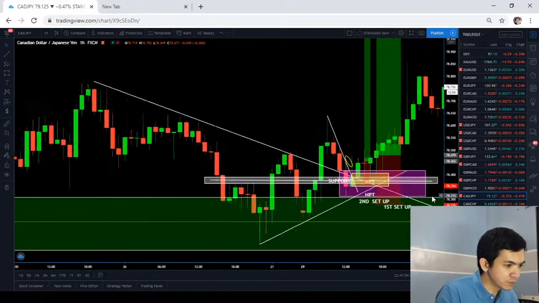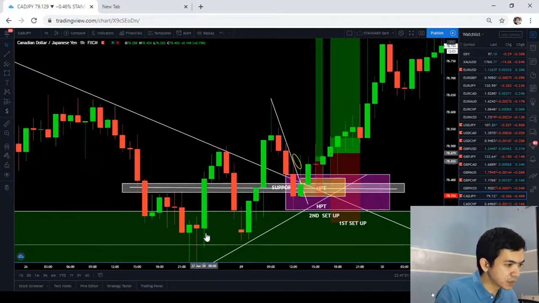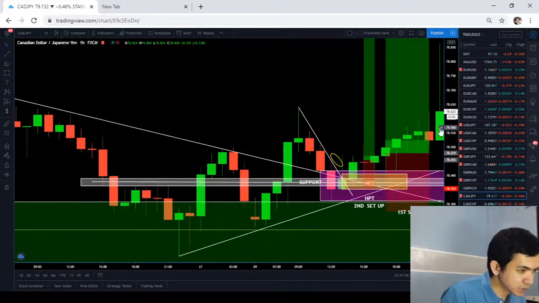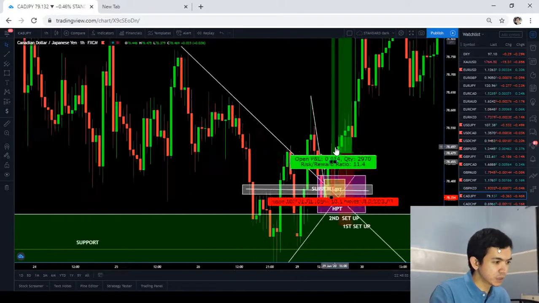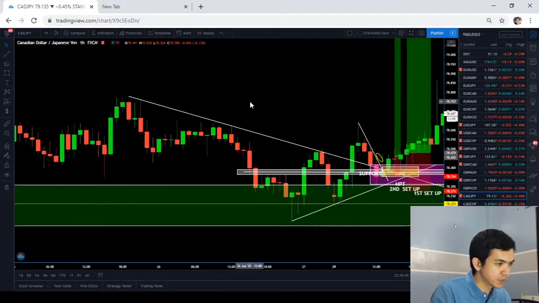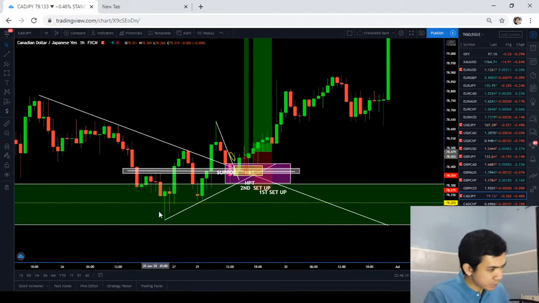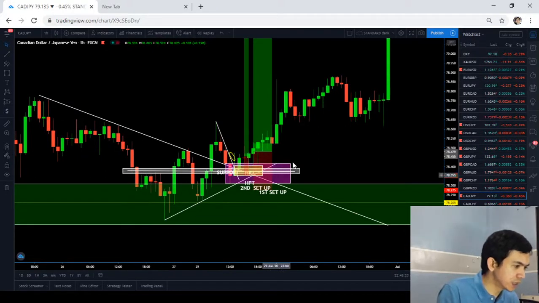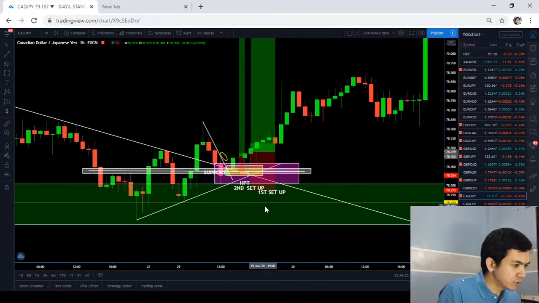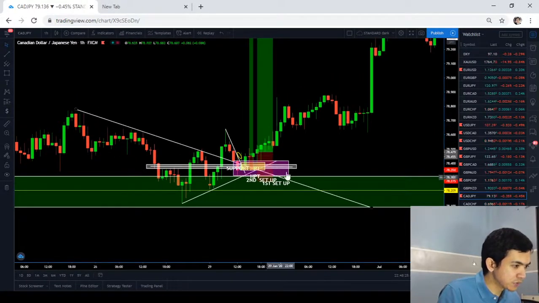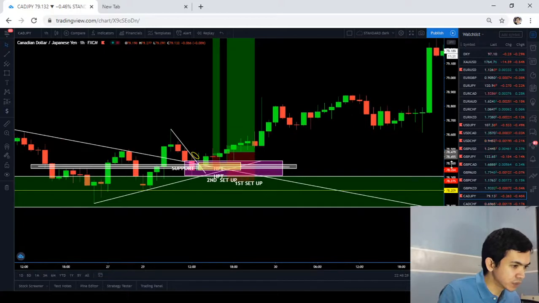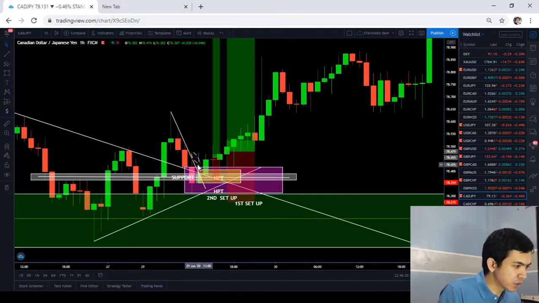Anong ginawa ko? Using TFP wire system, kailangan daw nasa above ng 3 levels or at least 2. So, nakita ko na I'm on a key support level or zone. And then nakita ko na counter trend line break. And then meron pa akong support trend line sa ilalim na kinuha ko yung intersection nun to get this violet. Itong violet na to, which is my HPT zone on a 1 hour perspective.